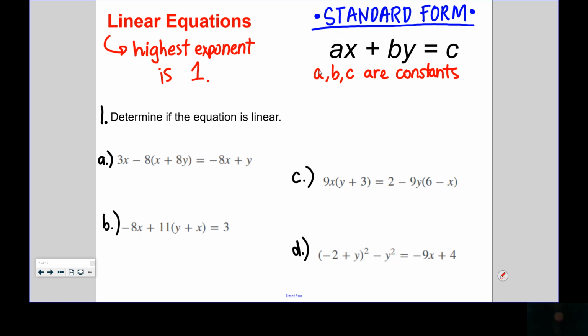Some of these look kind of complicated, but really we can just look at them and work them out in our head to determine if they're linear or not. If you want to write these down, I'm going to give you a second. We have 4 parts. I think I took this one out of the textbook, but you have something similar to this in your homework.